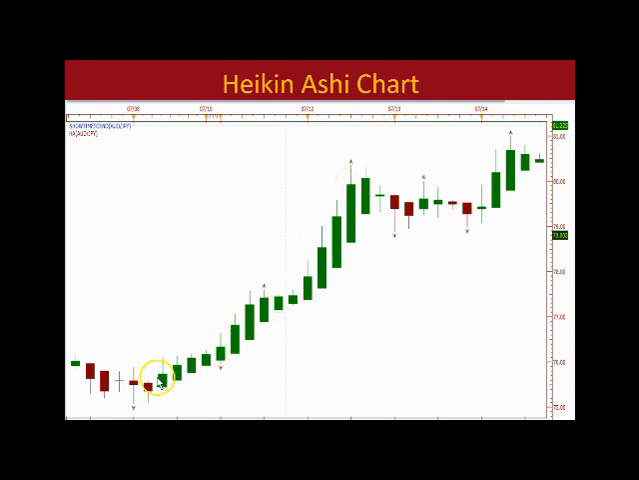Alright, so here we have this bullish market. Each candle is closing above the previous candle close. This candle closes above this candle close, this candle closed above this candle close, and so forth all the way up. Now here we kind of flattened out.